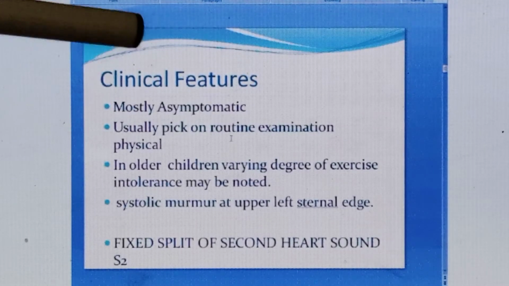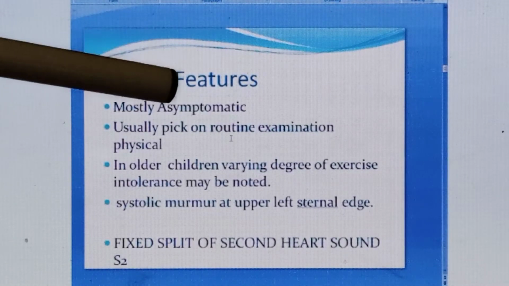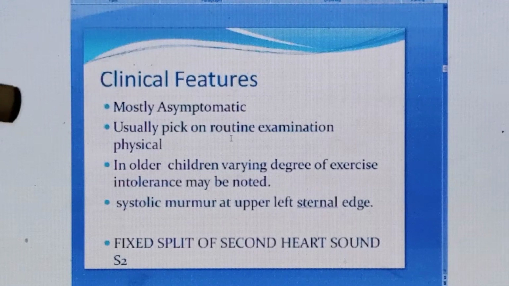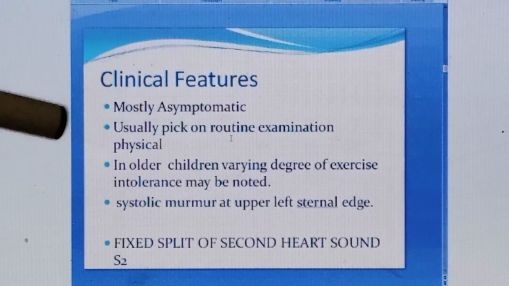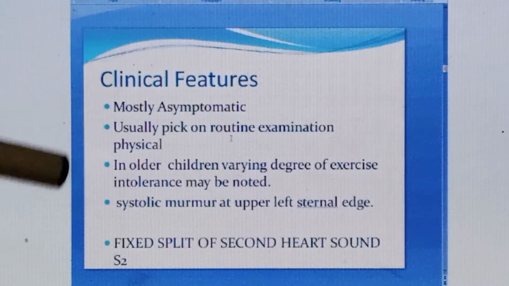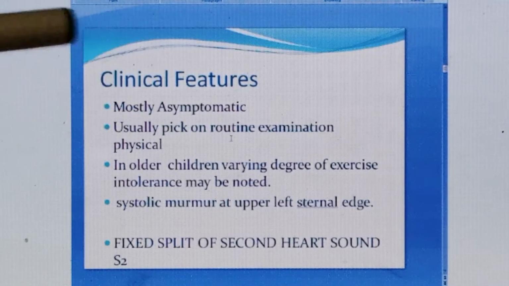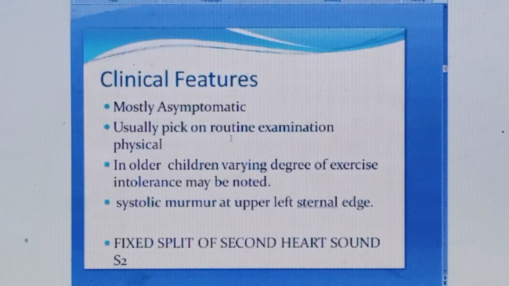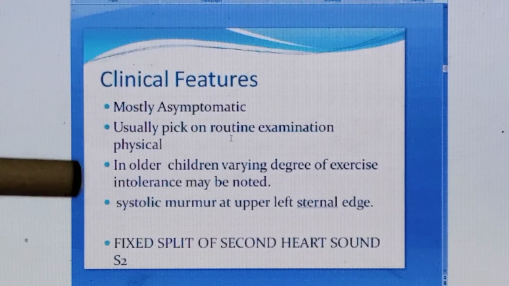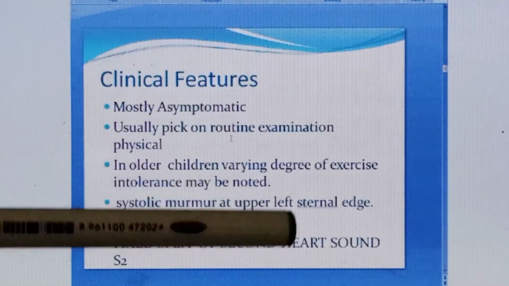Now come to the clinical features. Most of the patients are asymptomatic. There are no signs and symptoms, and it is usually picked up on routine physical examination. But in older children, varying degrees of exercise intolerance may be noted, and there is a systolic murmur at the upper left sternal edge. The most important thing to remember here is fixed splitting of the S2 heart sound.